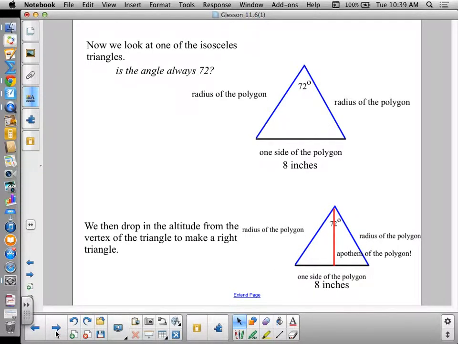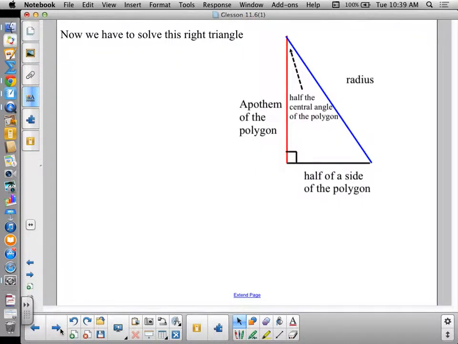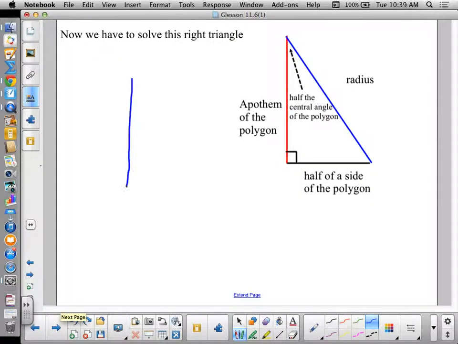So anyway, that's the apothem. Now, we have to solve that right triangle in order to solve the apothem. Okay? So we've broken it down now. This is half the central angle, which we knew was 72 degrees, so that would be 36. Half 72 is 36. I know that this is half the side. The side was 8, so this is 4. And we need to know this side right here.